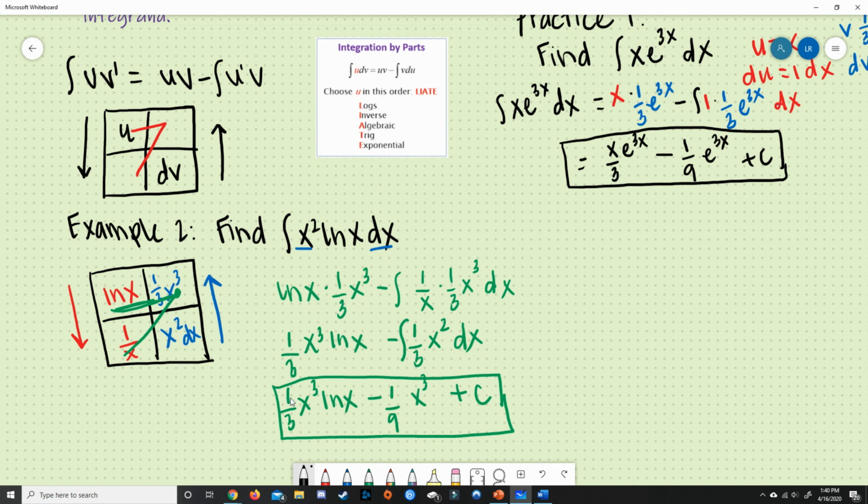So let me go ahead and give you a practice. We'll call this practice 2. And again, pause the video, work this out. Find the integral of the square root of x times ln of x dx. You do not have to use the box if you don't want to, but I do ask that you pause the video here and try to work this out.